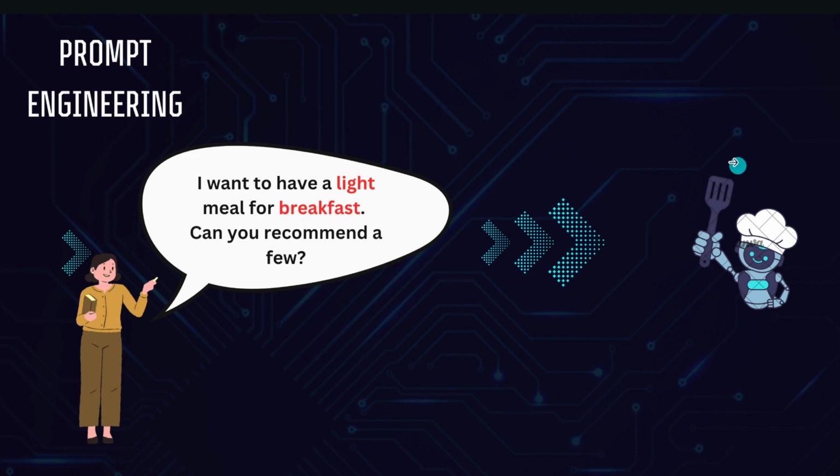So let's suppose that you have an AI chatbot that helps you prepare or recommend meals for any time of the day. And here is a human that is trying to interact with the bot. There would typically be an interface between the bot and the person, and let's say the interface allows you to interact with the bot through prompts. I'll try to explain what prompts are later on. So let's say you write a prompt: I want to have a light meal for breakfast. Can you recommend a few? This is a prompt, and based on the prompt, it will return you an error message or a response.